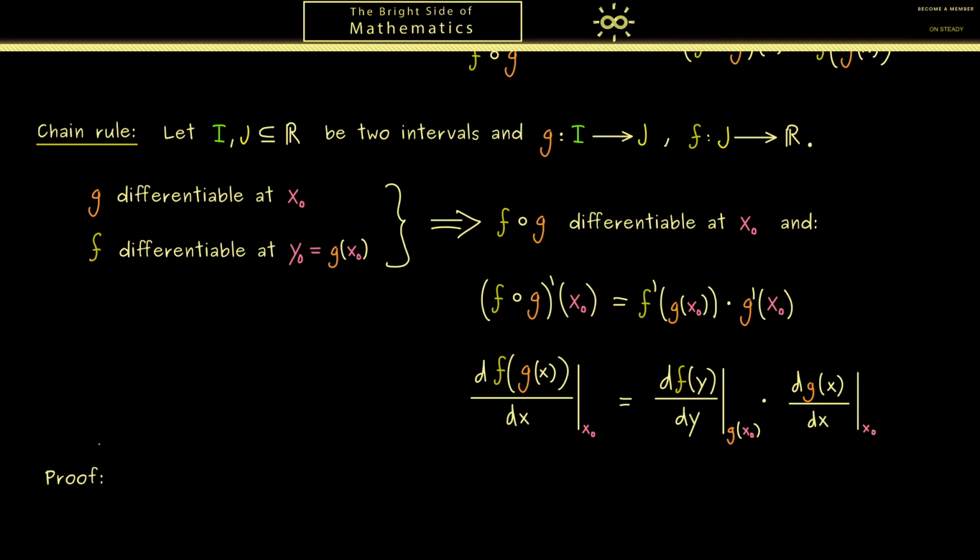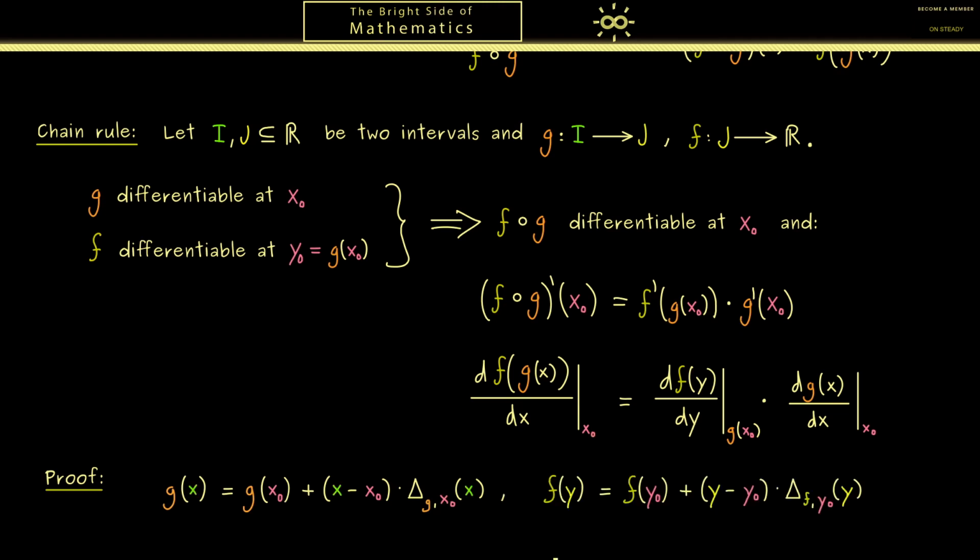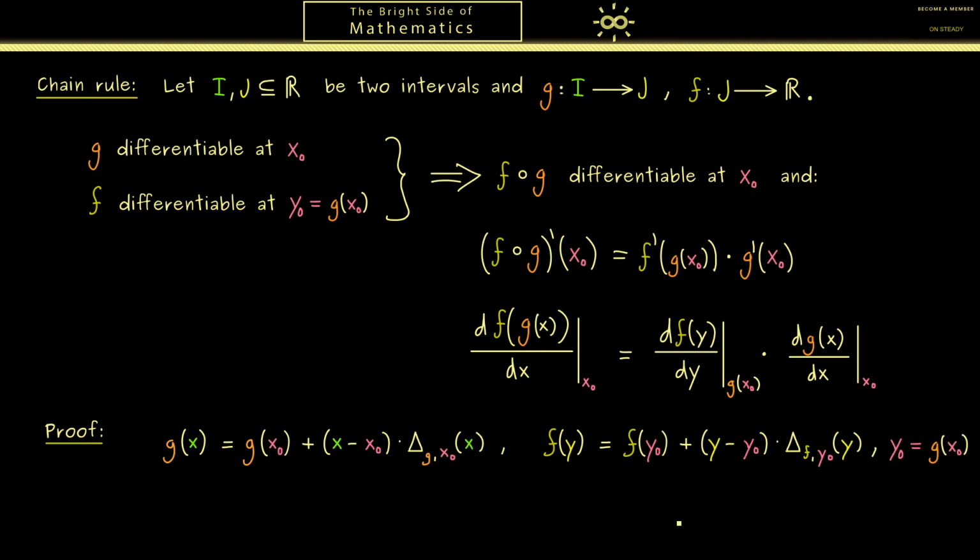Of course, this proof should work similarly to the proof of the product rule from the last video. In particular, by assumption, we can write the function g in this way. Here we have a continuous function delta, where the limit x to x0 gives us exactly the derivative. Then obviously we have the same formulation for the function f, but there we should use another variable we call y, because for f we work in the domain J. For this, please don't forget, y0 is given by g(x0). So there we have everything and we can put it together.